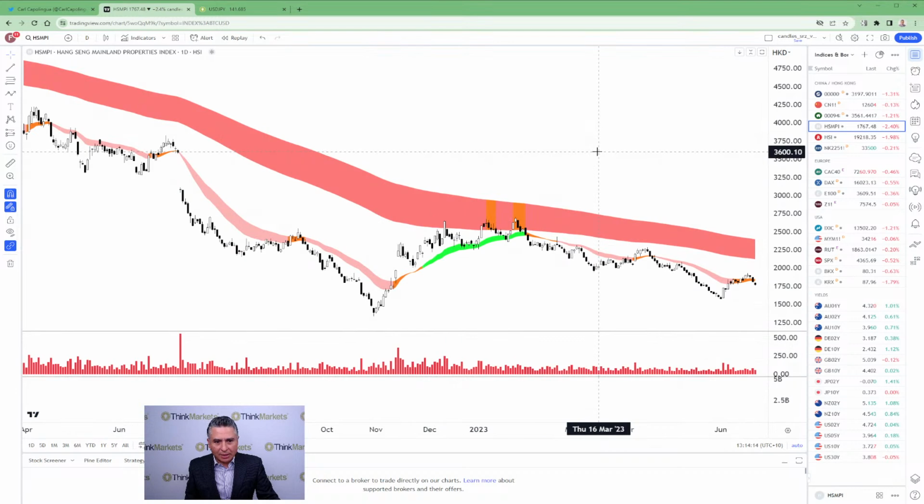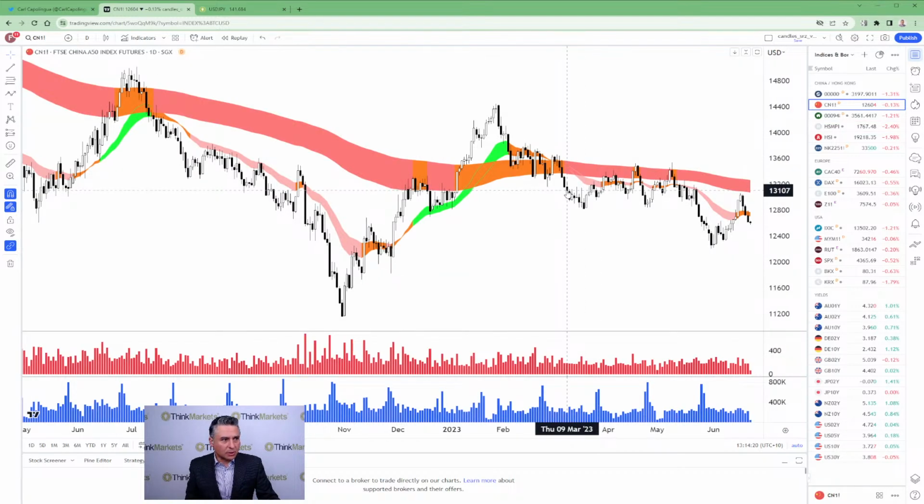And then the Hang Seng Mainland Properties Index also coming down, maybe not as bad as the other one, but still pretty awful. And the China 50 shares we just looked at recently. So what does it mean? What does it mean for some of these big commodities?